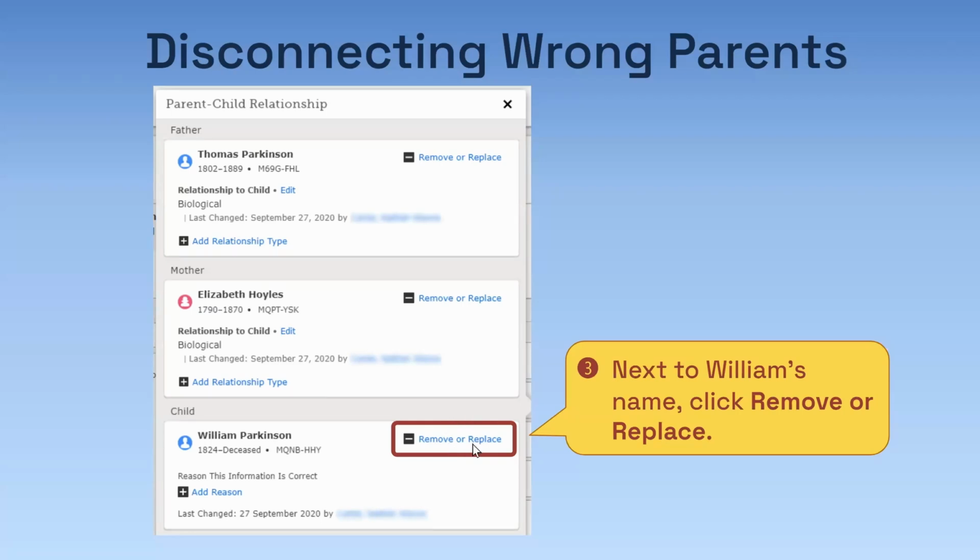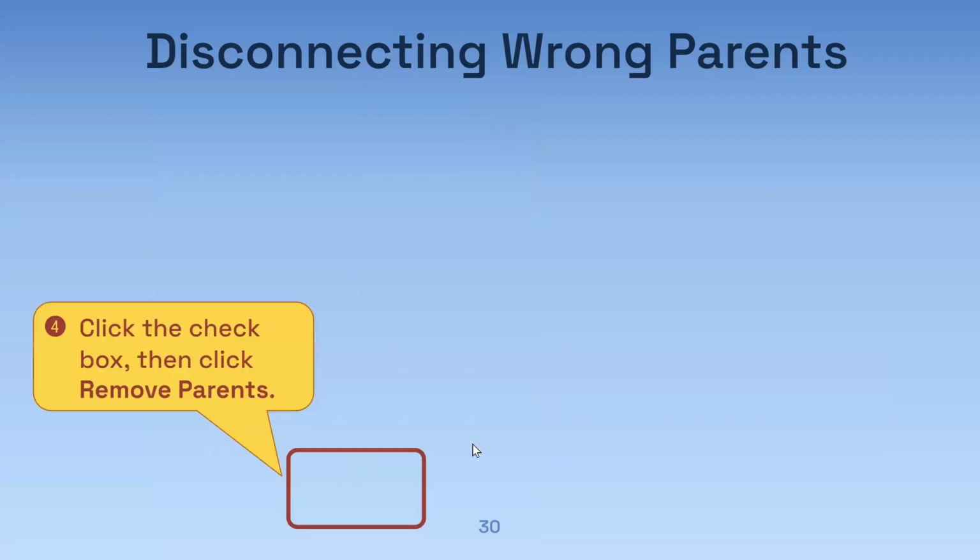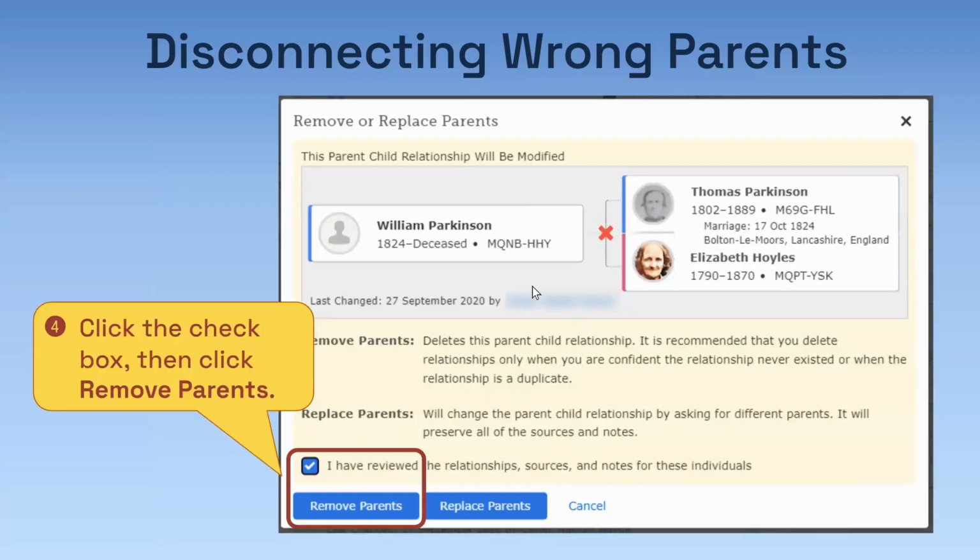So because both of those parents were wrong, I'm going to click this link and it brings me up a screen and it shows what relationship I'm going to break by that red X. And then it explains my options. I can either remove the parents entirely, or if I needed to replace them for some reason, suppose that I knew they were wrong, but the right ones weren't connected at all, and I knew where they were, then I could choose to replace those wrong parents with the right ones. But in this case, we just want to remove the wrong ones.